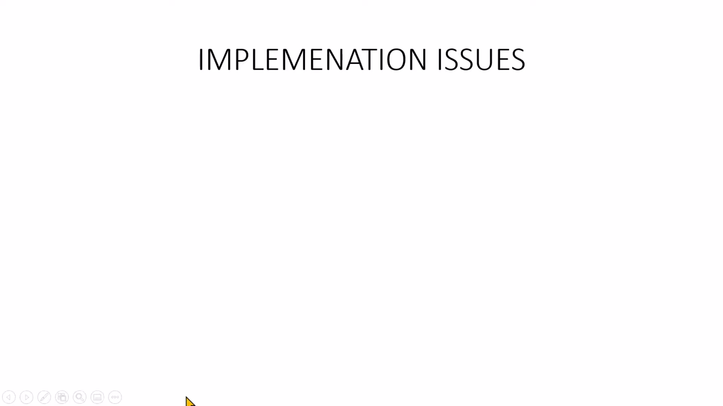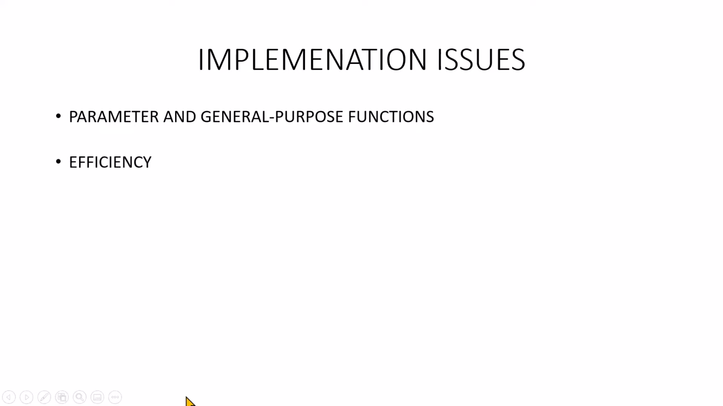Coming to implementation issues with regard to functions, parameter and general purpose functions. What is a general purpose function? Something that's going to be used by another programmer. And if you want your function to be used by other programmers, it's recommended not to use global variables, but rather to send information to the function through parameters. This keeps your code more readable and less susceptible to bugs.